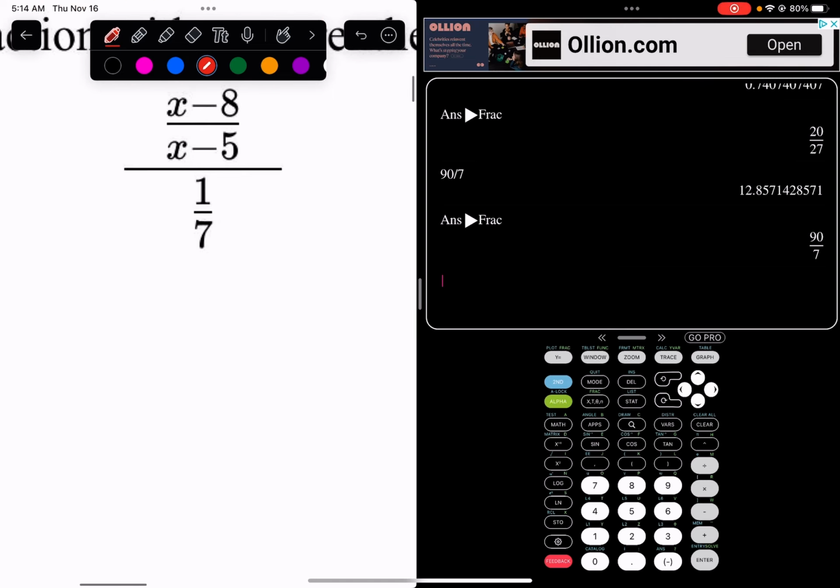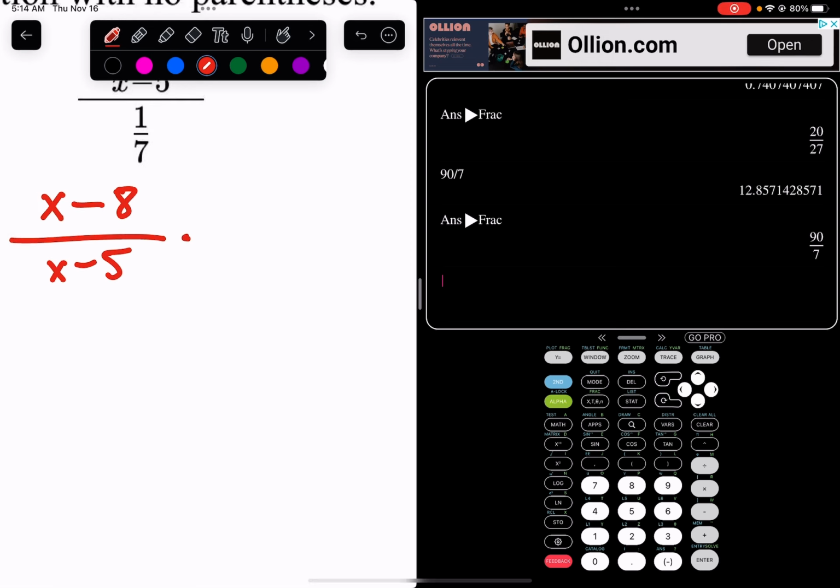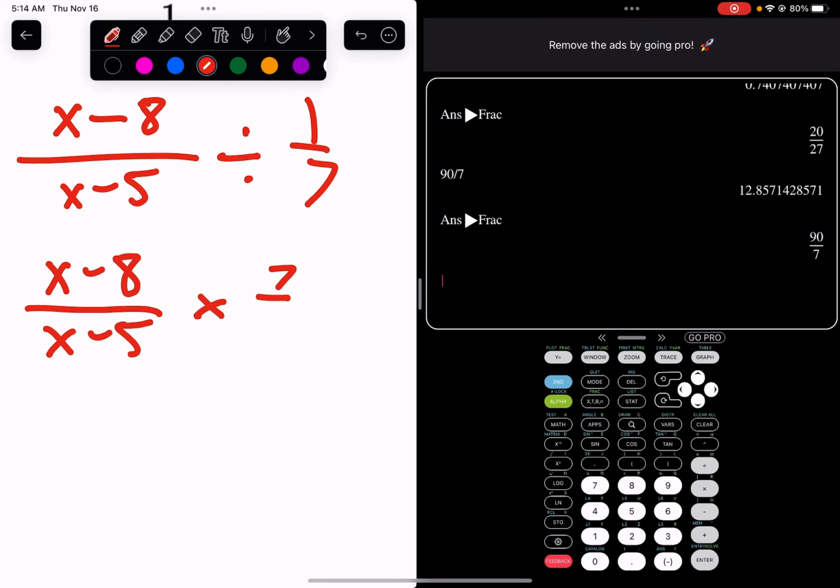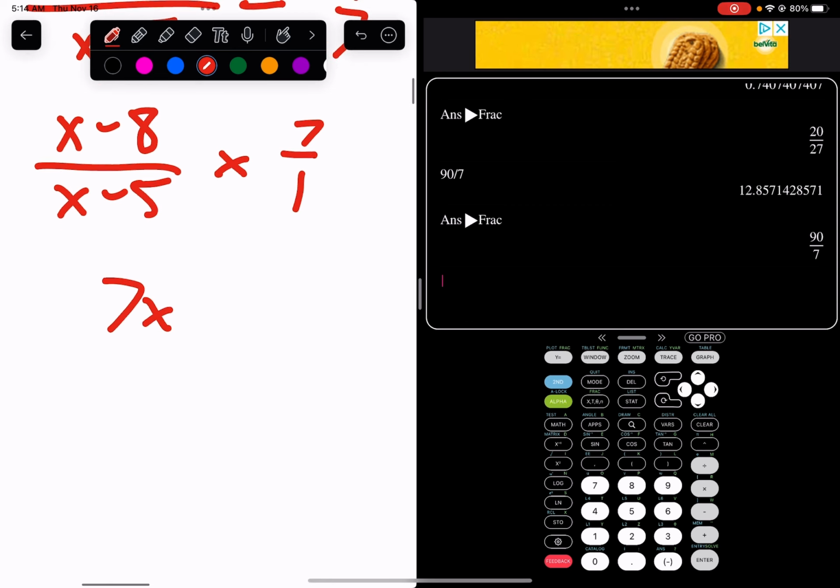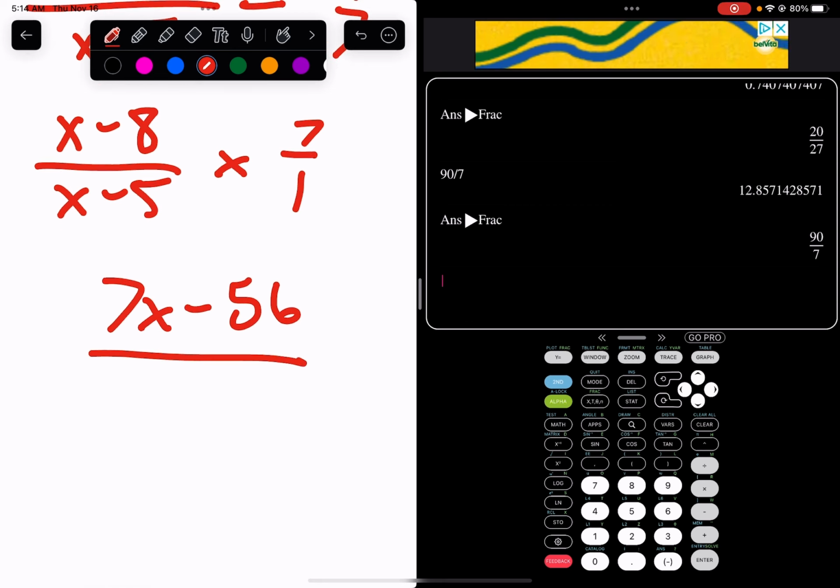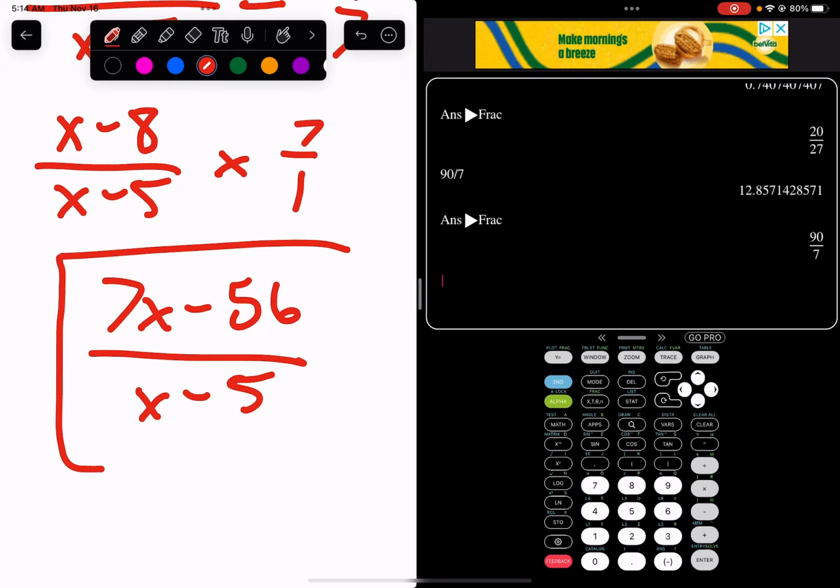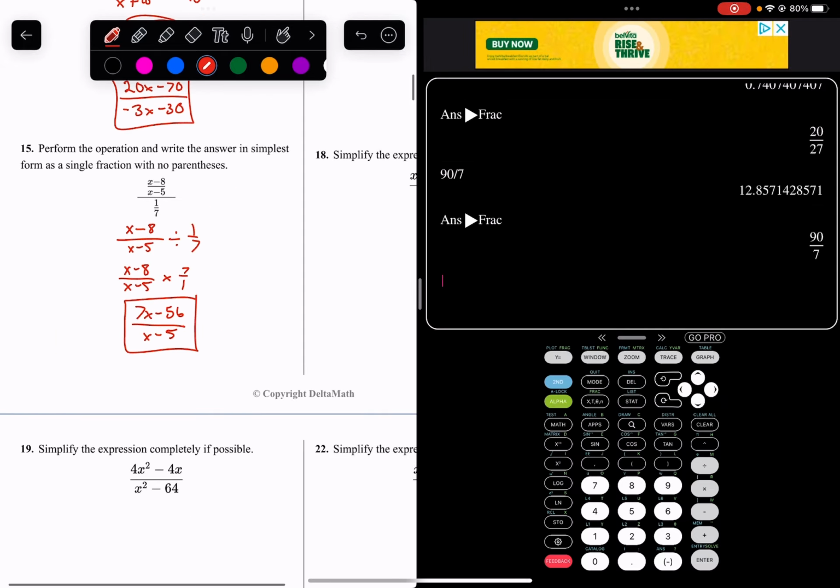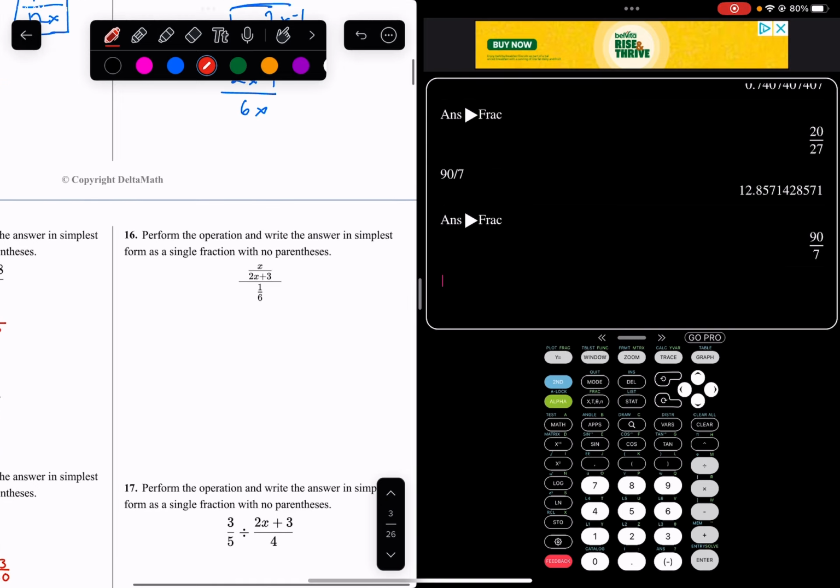We'll try another one here. Again, we can write this as a division problem. So we do our keep, change, flip. And we're done. So don't get freaked out by these complex fractions. They're really not that bad.